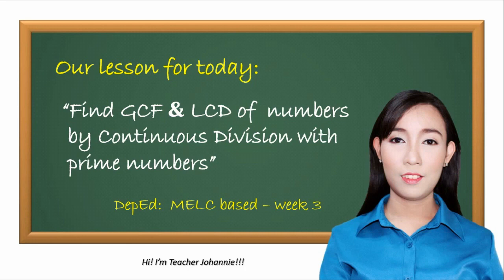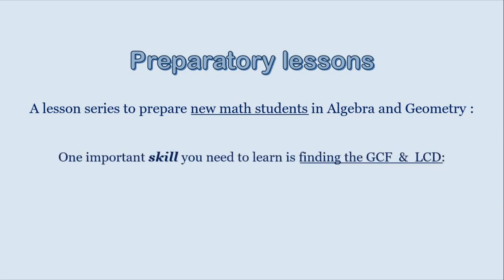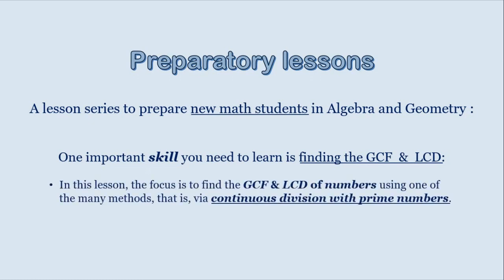Our lesson for today is how to find the GCF and LCD of given numbers by continuous division. This lesson series prepares new students to important topics in algebra and geometry. Finding the GCF and LCD is an essential skill a new student should be able to master. In this lesson, the focus is to find the GCF and LCD of numbers using one of the many techniques available, that is, via continuous division with prime numbers.